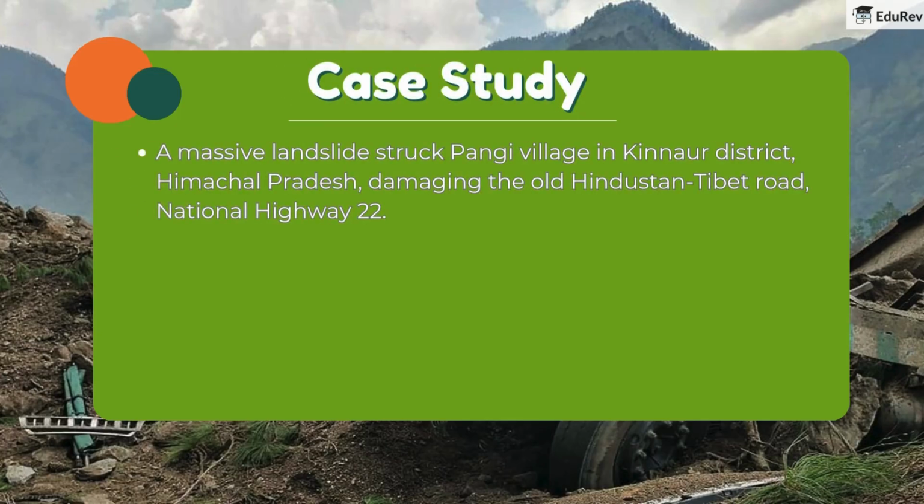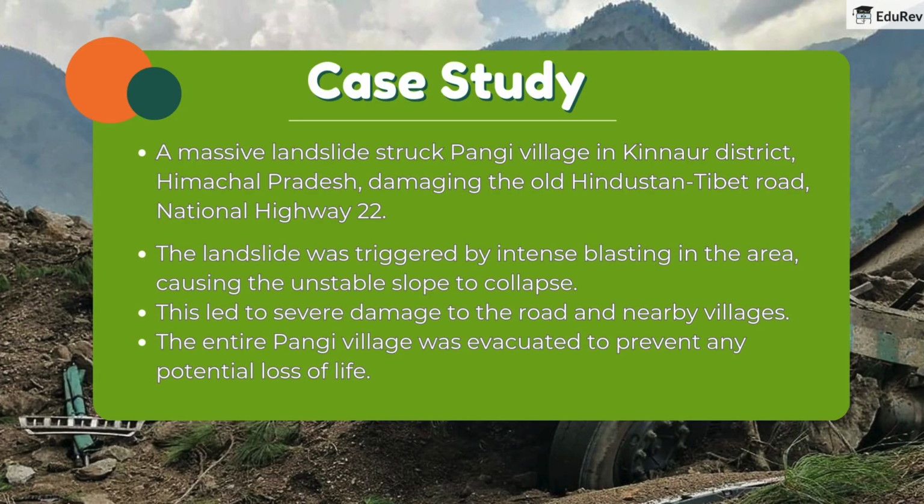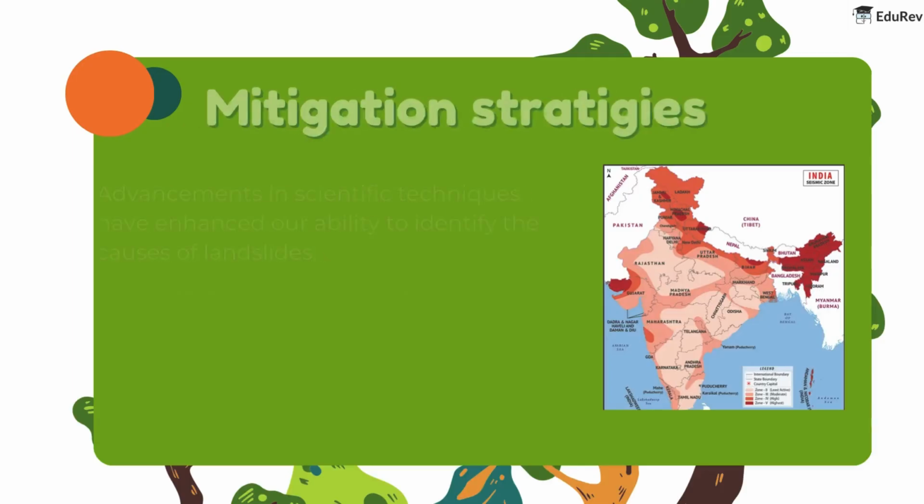A massive landslide struck Pangi village in Kinnar district, Himachal Pradesh, damaging the old Hindustan-Tibet Road, National Highway 22. The landslide was triggered by intense blasting in the area, causing the unstable slope to collapse. This led to severe damage to the road and nearby villages. The entire Pangi village was evacuated to prevent any potential loss of life.